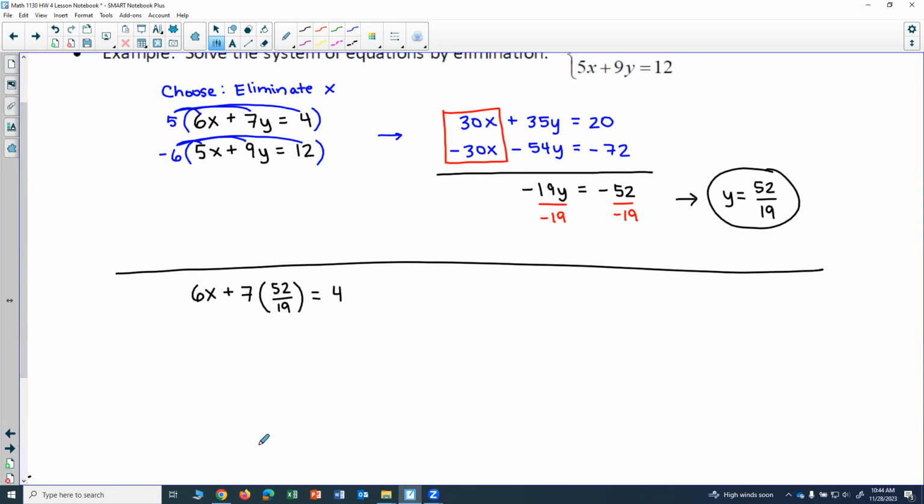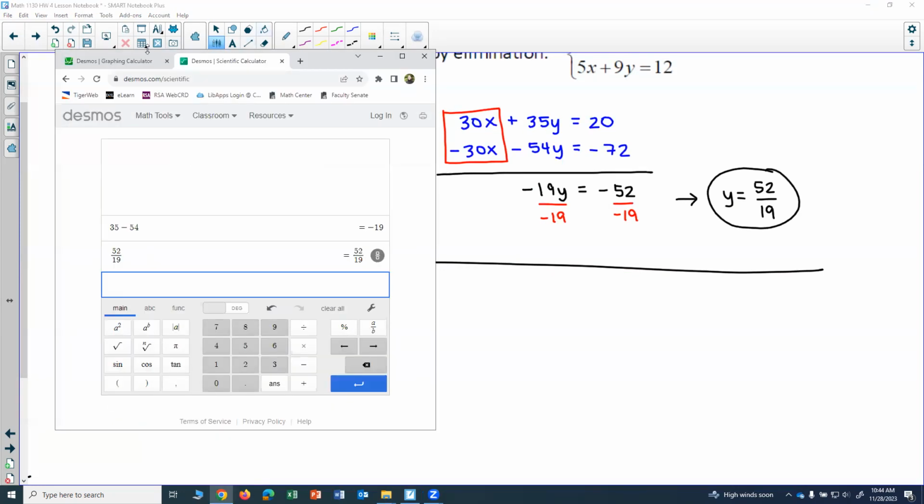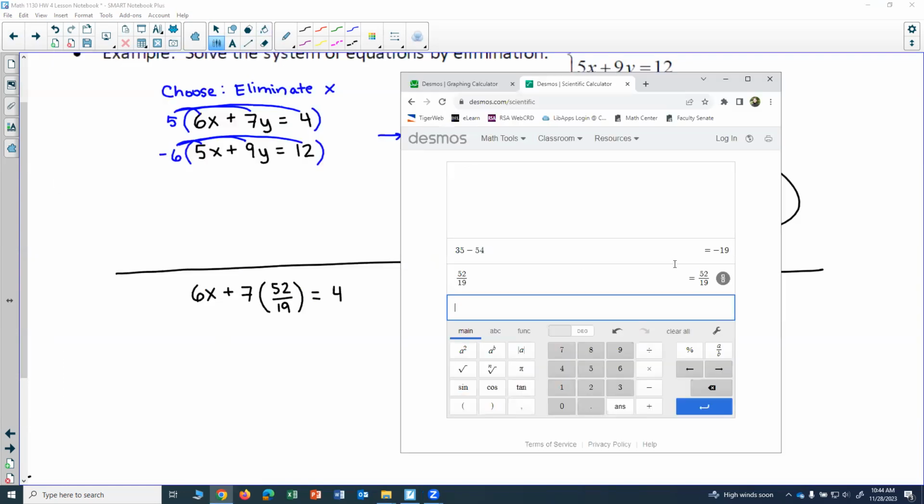So I'm going to go ahead and use the calculator. I'll do 7 times 52 over 19. And I'll go for the reduced fraction. So 364 over 19.